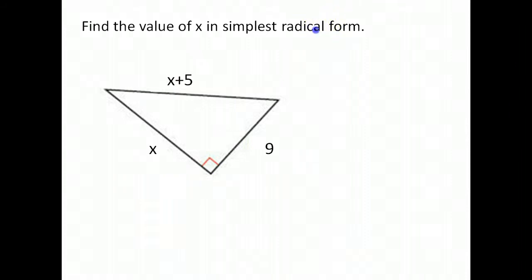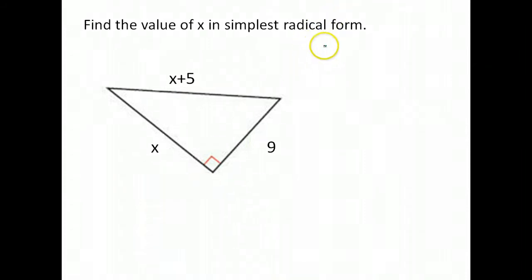All right, let's try this example. Here's another example that's a little more challenging because we have x in more than one place. We still set it up the same way. We have a right triangle, and we know that for right triangles we can use the Pythagorean theorem. We want to keep in mind that a and b again are the legs and c is the hypotenuse. So in this case our legs are x and 9, so I have x squared plus 9 squared equals, and my hypotenuse is x plus 5.